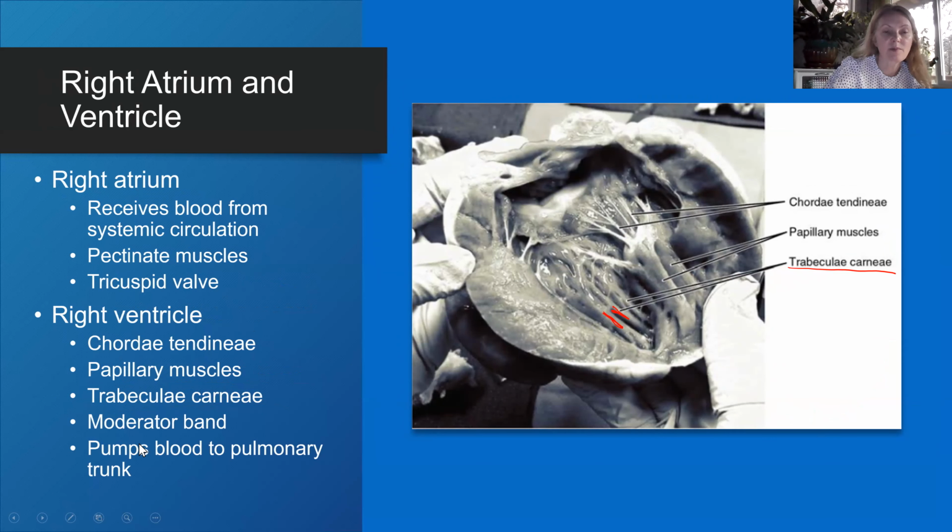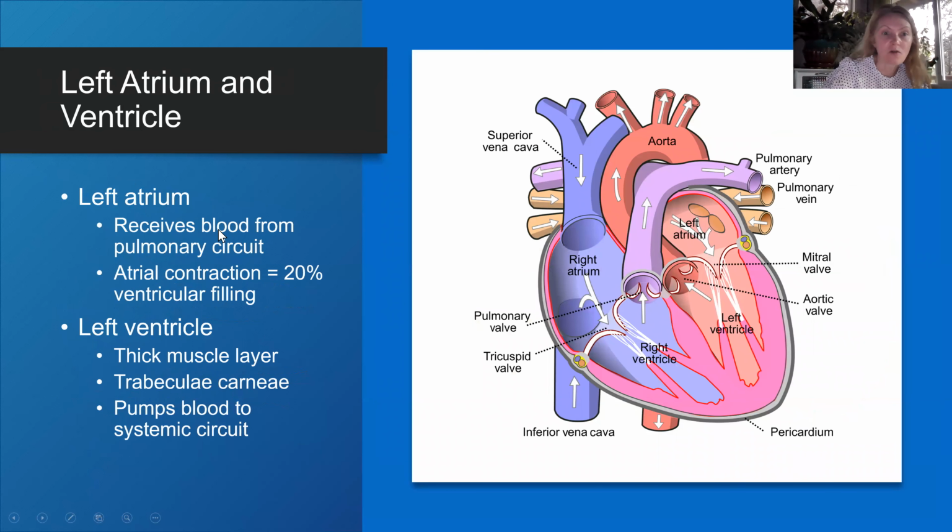And the right ventricle pumps blood to the pulmonary trunk. So right ventricle to the lungs. Right atrium receives deoxygenated blood. Right ventricle pumps blood to the lungs. Now the left atrium also receives blood, but that receives blood from the lungs, from the pulmonary circuit. And then from the left atrium, blood flows to the left ventricle. And atria contract, but blood flows pretty much on its own. Only 20% of ventricular filling is because of atrial contraction. That's what it says.